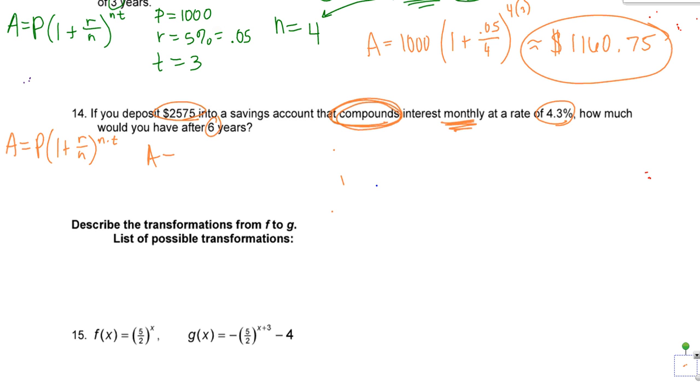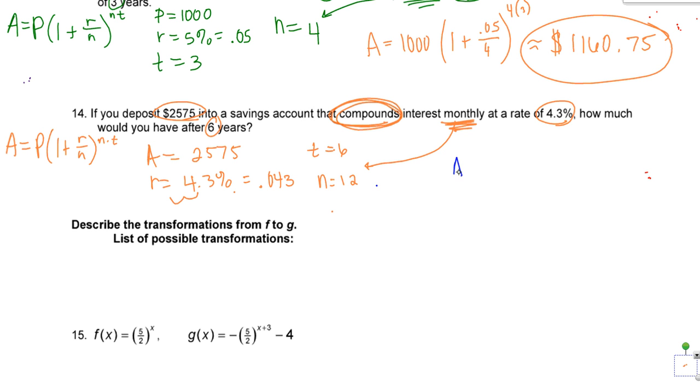We've got our P, 2,575. We've got our R, which is 4.3%. Now you have to move that decimal 2 to the left, so that becomes 0.043. Time is 6. And then for N, we have to go back and look at that other number, right? So monthly, well, there's 12 months in a year, so N is going to be 12.